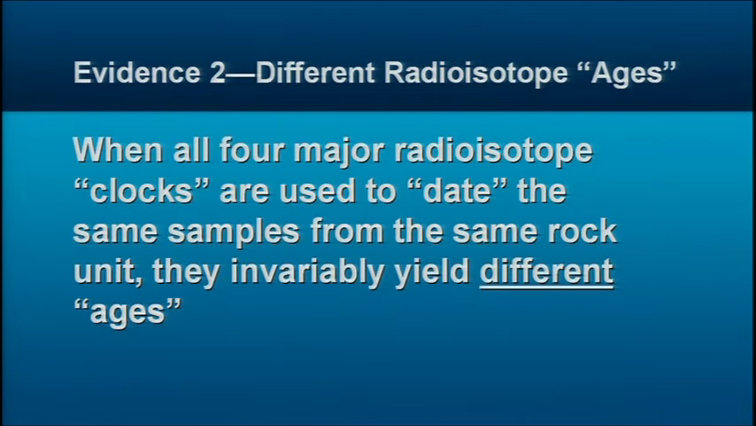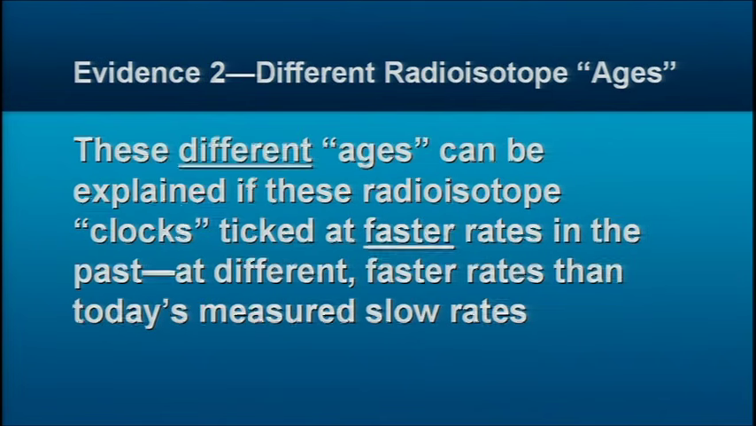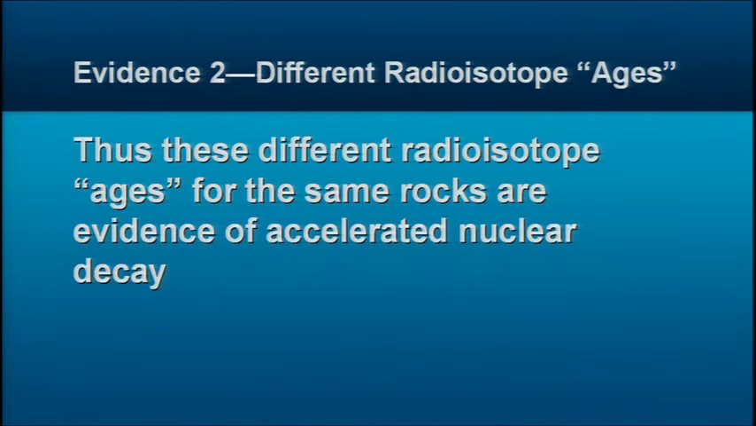When all 4 major methods were used to date the same samples from the same rocks, they invariably yielded different ages. And these different ages can be explained if these radioactive clocks ticked at faster rates in the past, at different faster rates than today's measured slow rates. And so we have to conclude that these different radioisotope ages from the same rocks are evidence of accelerated nuclear decay, matching what we discovered from the helium leaking out of those zircon crystals.